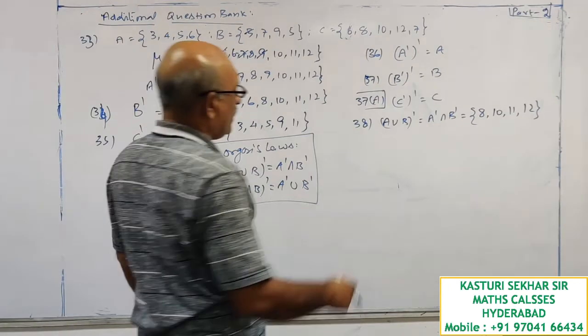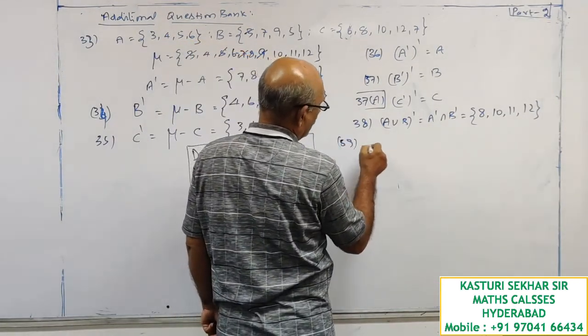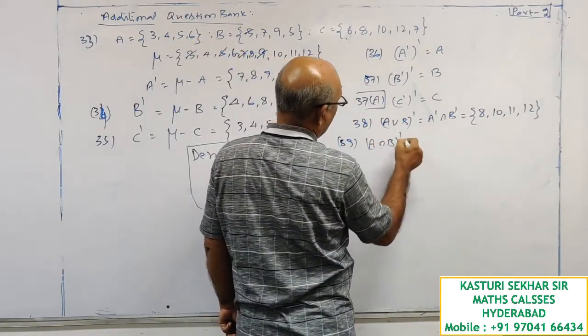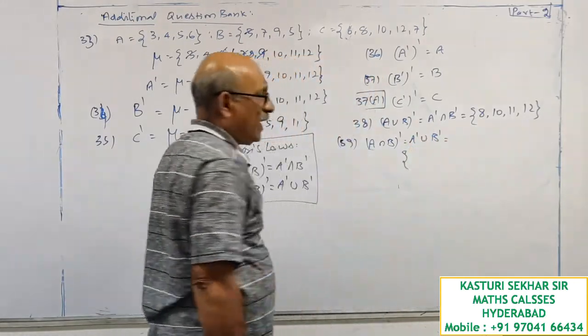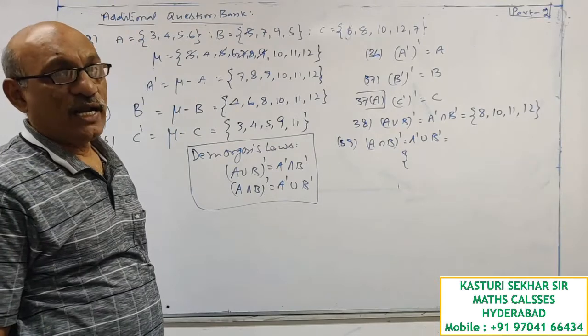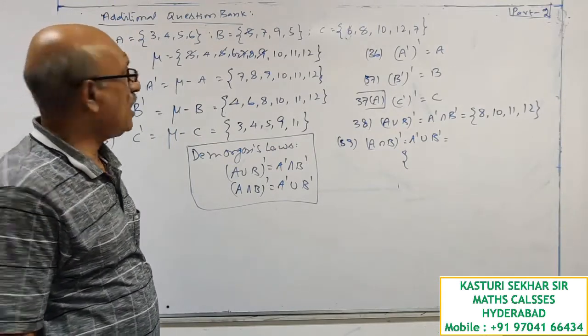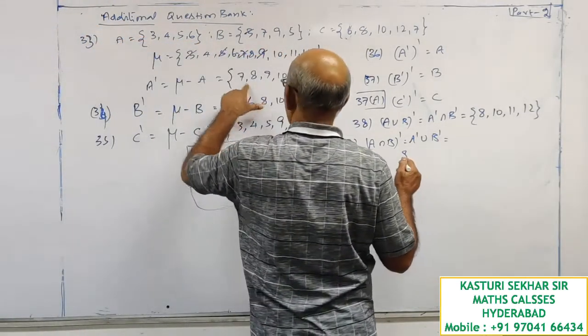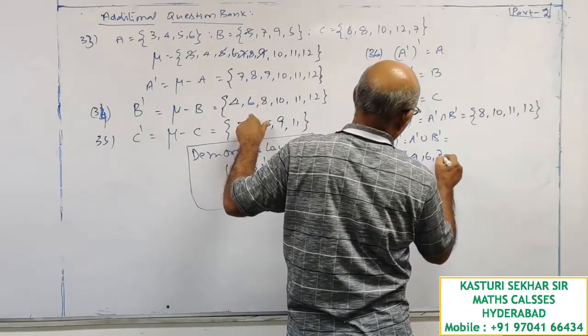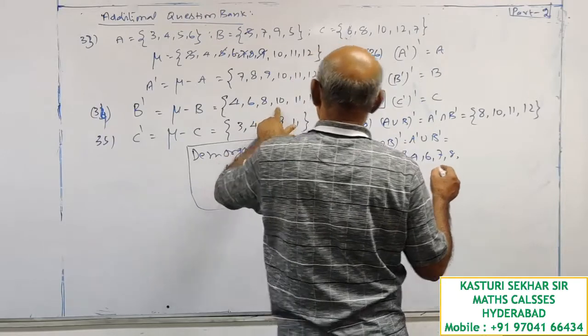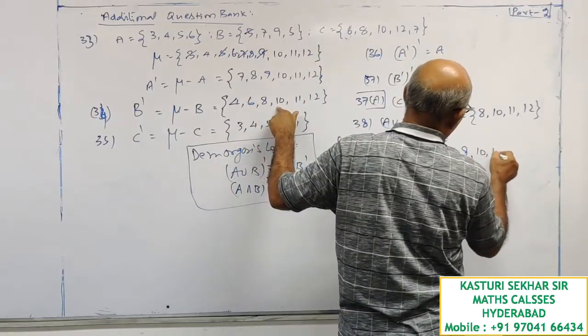39. A intersection B complement. It is A complement union B complement. Elements of A complement or elements of B complement, both A complement and B complement. Starting with 4, 6, 7, 8, 9, 10, 11, 12.